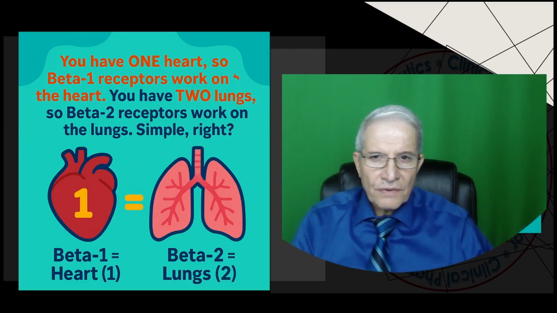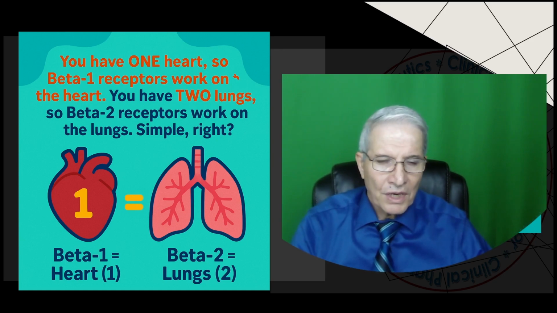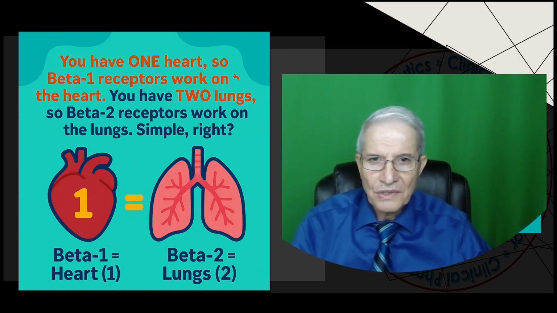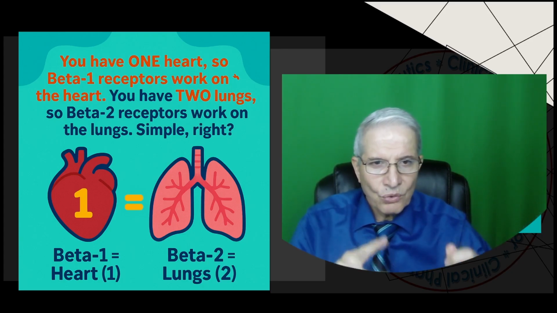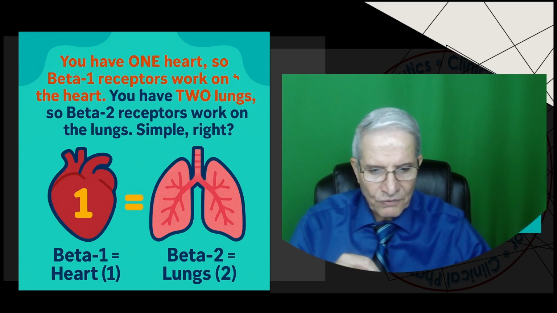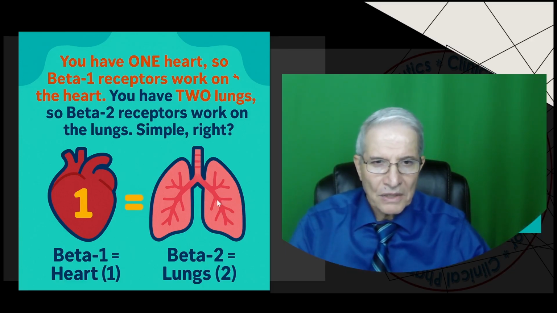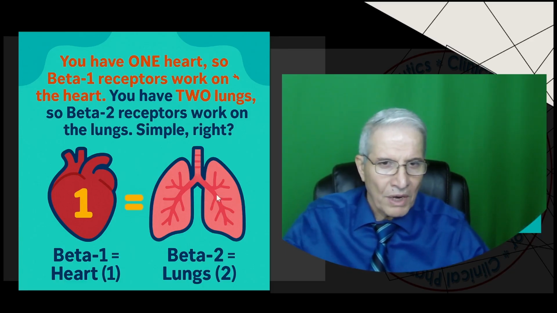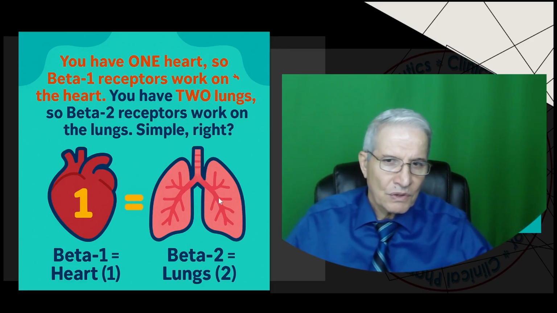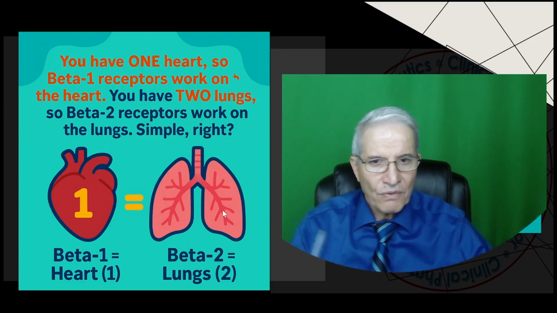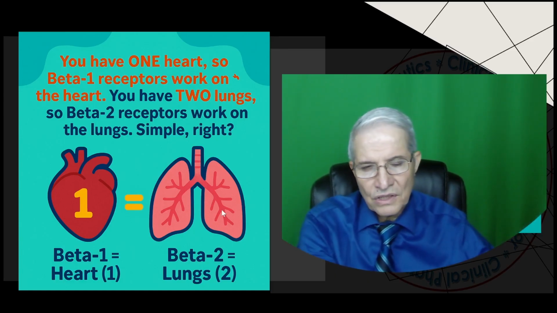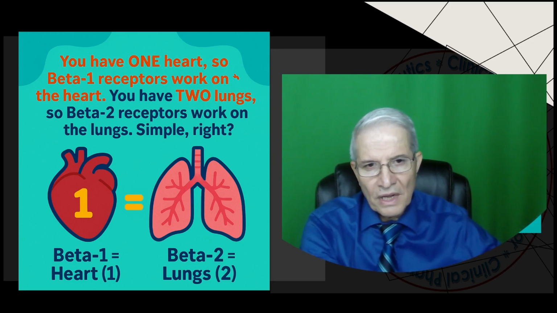As you can see here from this PowerPoint, we have one heart, therefore we have beta 1 receptor. We have one heart, we have beta 1. However, we have two lungs, as you can see here, and therefore we have beta 2 receptor. So in the heart, we have beta 1 because we have one heart. In the respiratory system, in the lungs, we have two lungs, therefore we have beta 2 receptor. What type of beta do we have in the heart? Beta 1, because we have one heart. What type of receptor do we have in the respiratory system, the lung? Beta 2, because we have two lungs there.